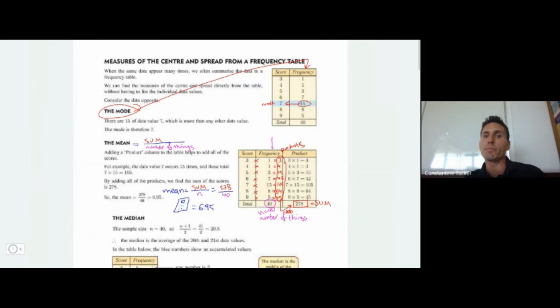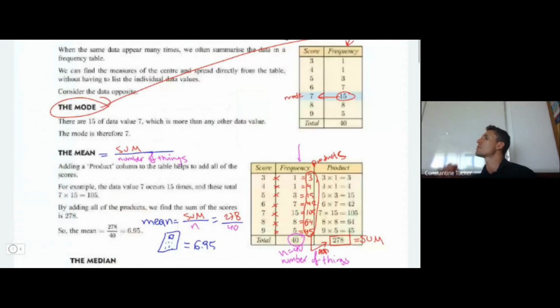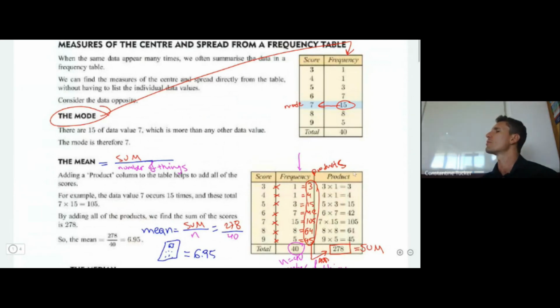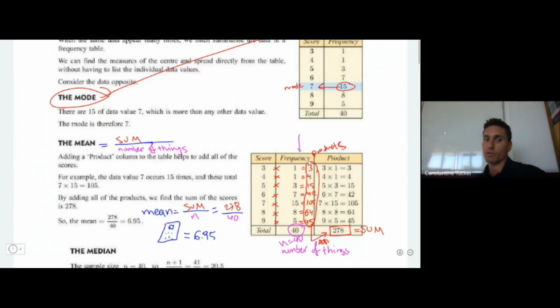Now, what is up with the median? You remember we said the median is the number in the middle. Now, in the table, it's going to be a little bit tricky to see what the number in the middle is. So let's get started by saying, how many things do we have in total? 40. What would be the number in the middle? How would you find it?